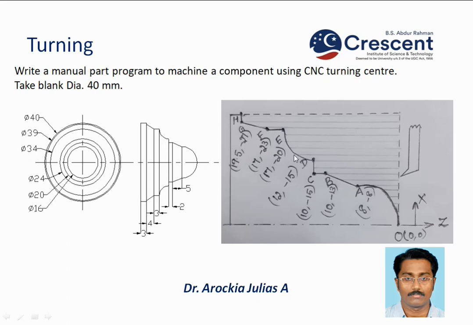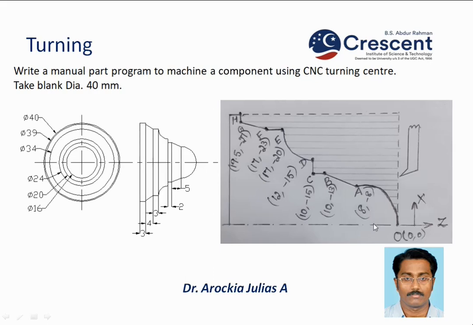If you are an expert in reading the diagram, then you can directly go for the program. For the circular arc, the value is not given in the front view, but the diameter is given in the side view. It is 24 to 34, a difference of 10 units. In the diagram from D to E, there is a difference of 5 units in both directions. So Z is minus 5 and X is plus 5. At point E, the coordinate value is 17 comma minus 20.